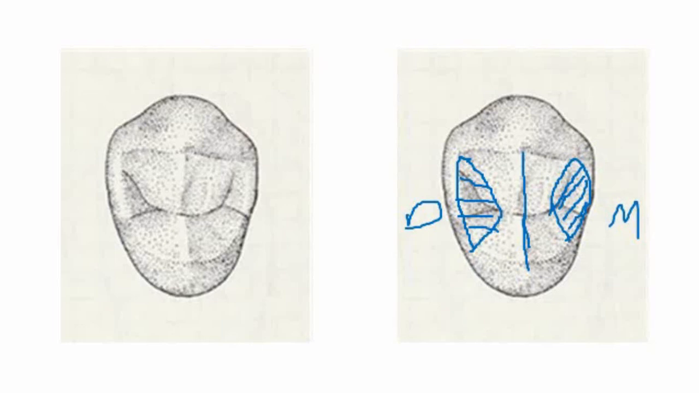Another anatomical landmark is the central groove. This is the central groove. It's a well-defined groove found in the bottom of the sulcus of the occlusal surface. It divides the tooth equally into two portions, buccolingual.